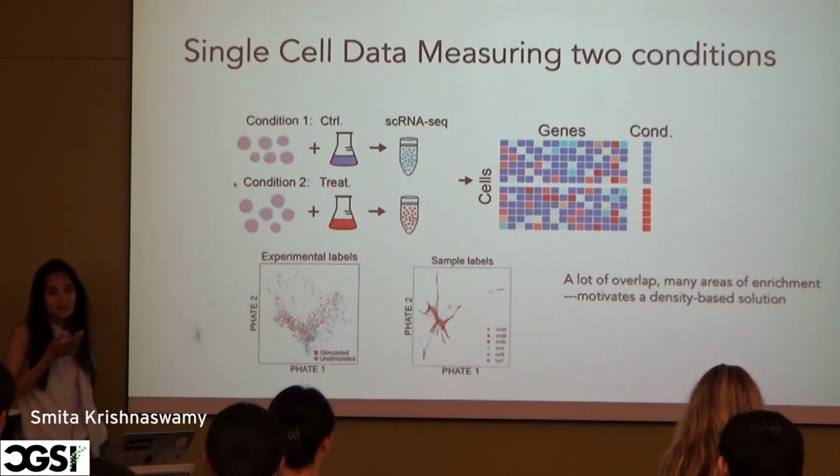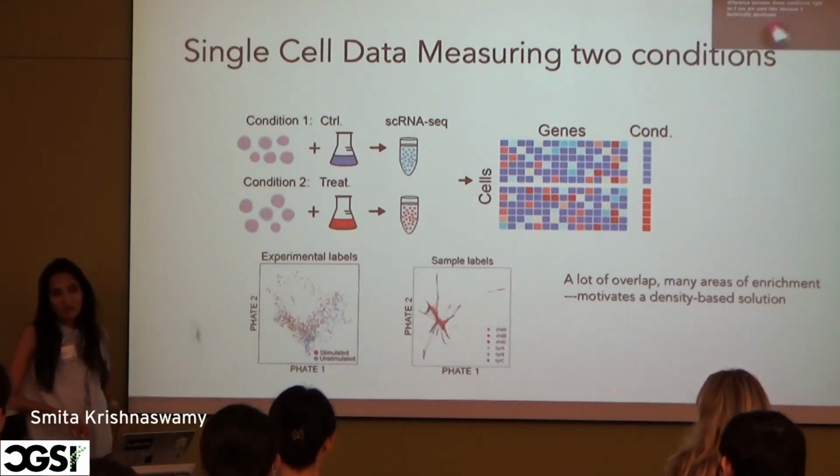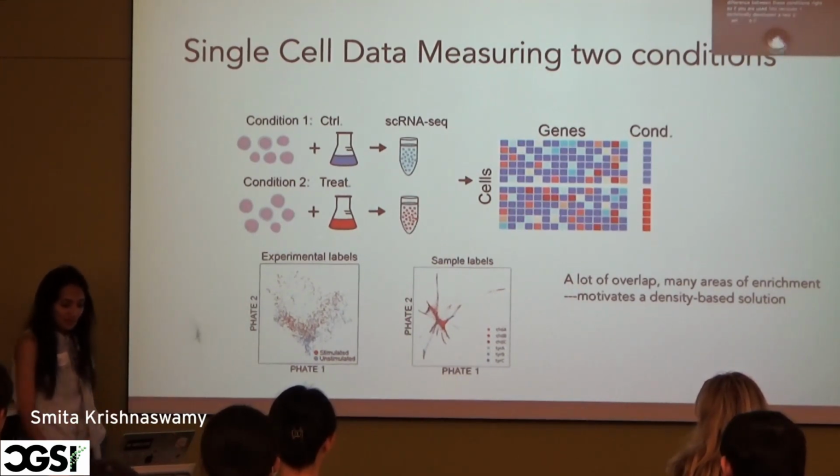So the idea is you have single cell data collected under condition one and data collected under condition two. But it's very difficult to tell what is the difference between these conditions, right? So I use PHATE because it's a technique we developed. If you use UMAP, you may say they see the same thing. You see a lot of overlap between these, right? So I don't know what's actually very different.